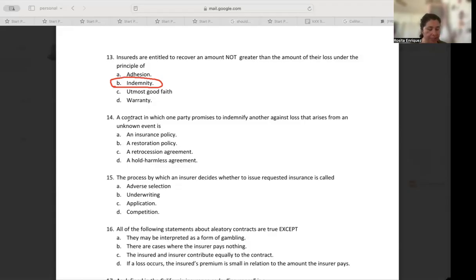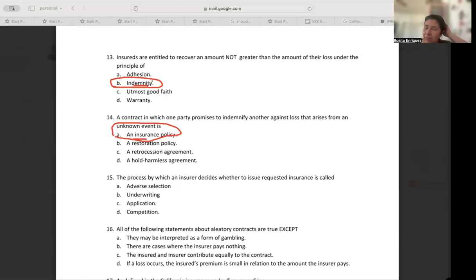Number 14. Letter A. A contract in which one party promises to indemnify another against loss that arises from an unknown event is called an insurance policy, right? This is our keyword, insurance, insurance, insurance. Indemnity, indemnity, indemnity.